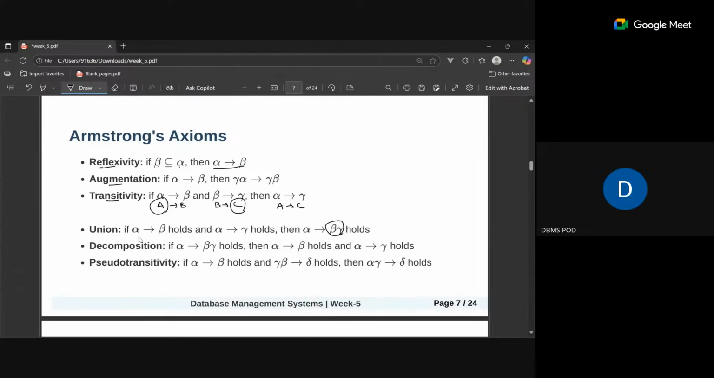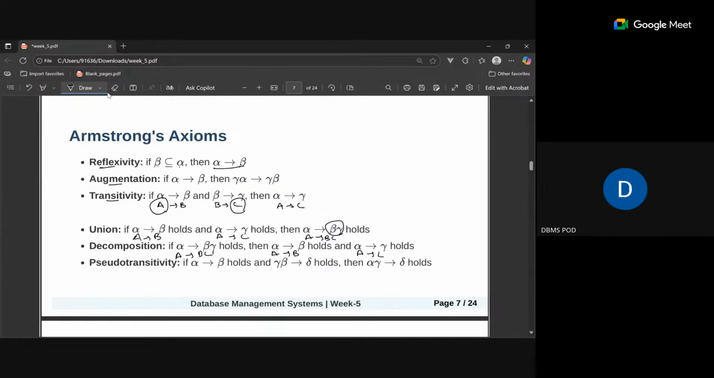If A determines B, and again A determines C also, you can write A determines BC like this. And decomposition, in the same way, you just split it up. If A determines BC, you can write A determines B and A determines C. So what does BC mean? Beta gamma over here, what does it mean? It's just an attribute name.